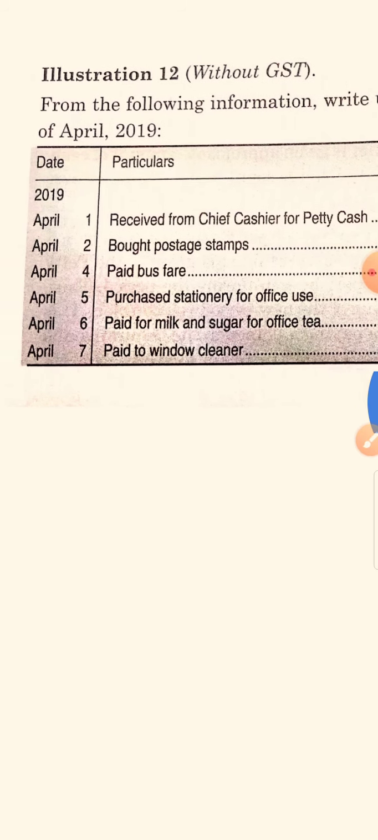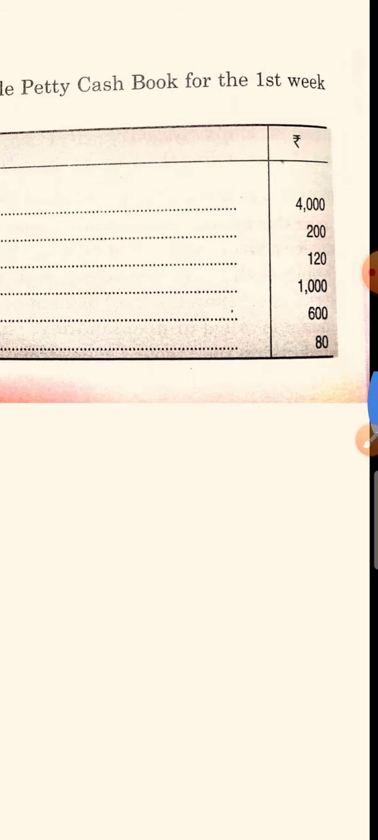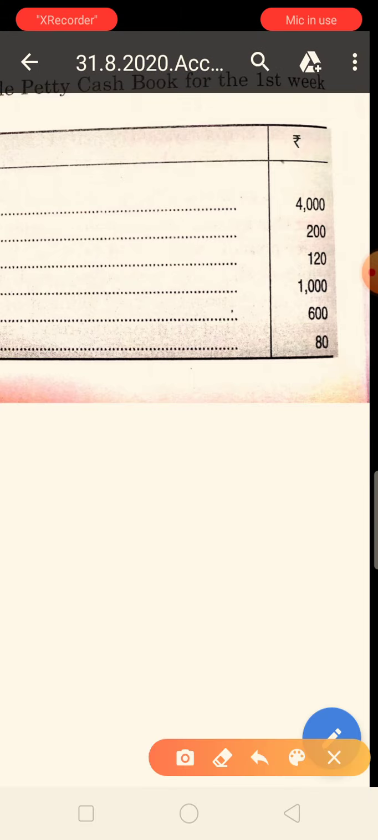Now my dear student, another point is 2nd April. On 2nd April, bought postage stamps. Bought postage stamps, yes, we are purchasing postage stamps, and the amount is 200 rupees. My dear student, the amount is 200 rupees.